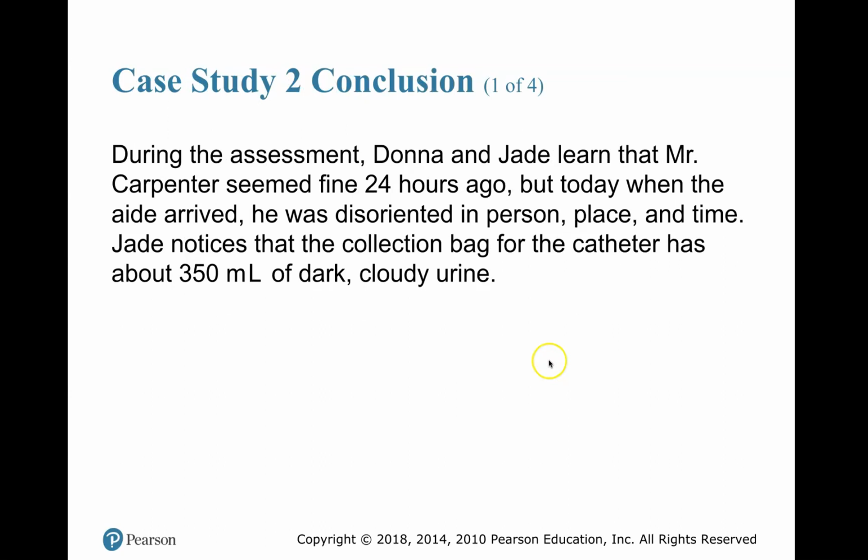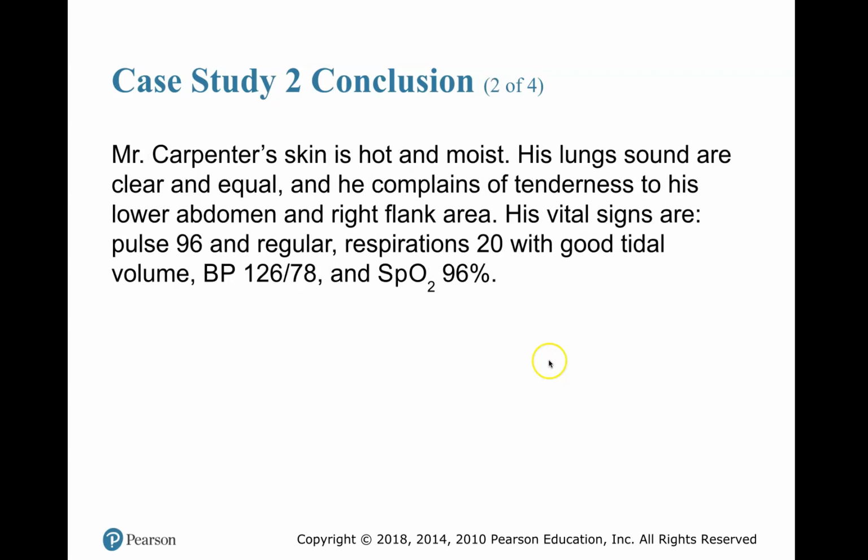Case study 2 conclusion. During the assessment, Donna and Jade learned that Mr. Carpenter seemed fine 24 hours ago, but today when the aide arrived, he was disoriented in person, place, and time. Jade notices that the collection bag for the catheter has about 350 milliliters of dark cloudy urine. Mr. Carpenter's skin is hot and moist. His lung sounds are clear and equal, and he complains of tenderness to his lower abdomen and right flank area. His vital signs are pulse 96 and regular, respiration 20 with good tidal volume, blood pressure 126/78, and an SpO2 of 96.